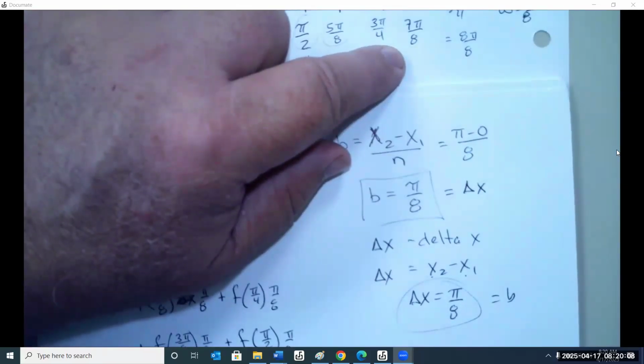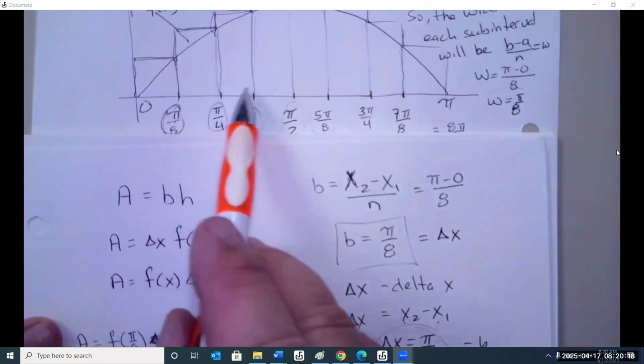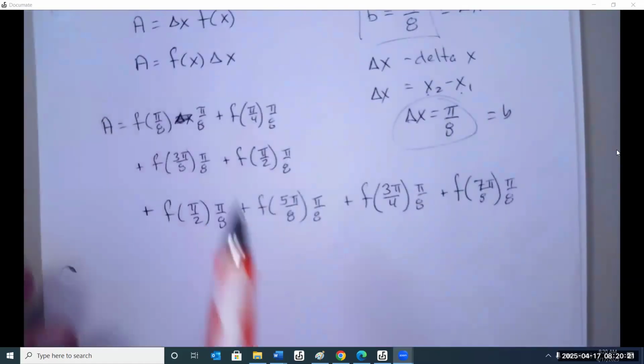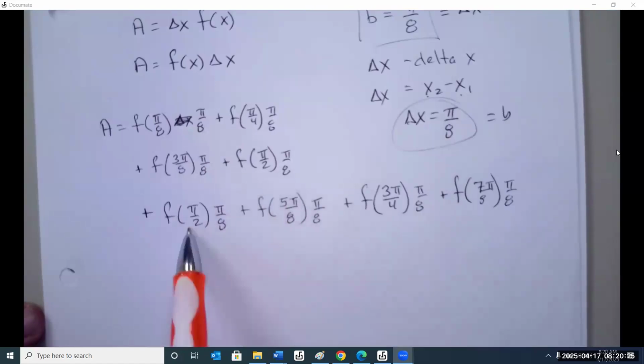plus f of 7 pi over 8 times pi over 8. So how many intervals do we have? 1, 2, 3, 4, 5, 6, 7, 8. We should have 8 functions. 1, 2, 3, 4, 5, 6, 7, 8.